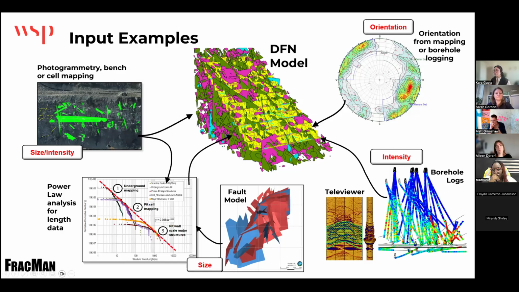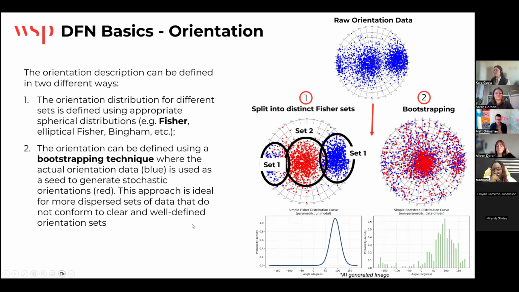And I'll just go through the three of those now. So orientation, we usually visualize orientation of fractures using these stereo nets that you can see on the right-hand side. And we can describe these orientations in two ways. The first is using a Fisher distribution, which is great when you have a very clear set or clear trend. We then can define a Fisher value which measures how closely those poles are to the mean of the set.